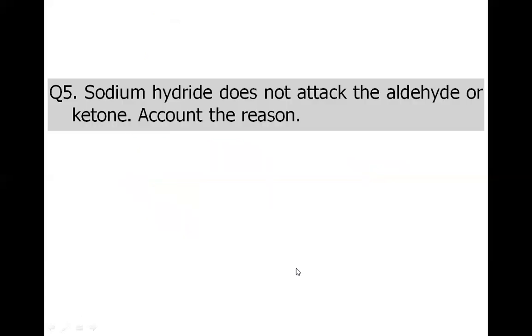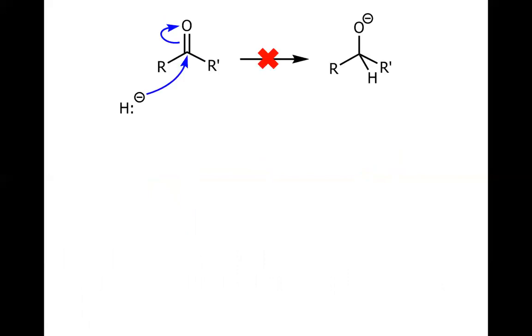Now let's discuss the fifth question of the assignment. It says sodium hydride does not attack the aldehyde or ketone. Account for the reason. Let me show the reaction first, then we will discuss. This is the hydride, H negative. When it attacks the carbonyl, this pi bond moves here, and we have this intermediate. But unfortunately, this reaction does not happen.